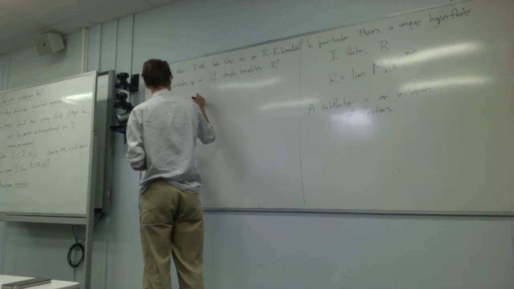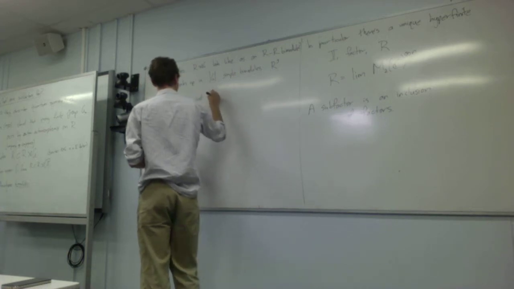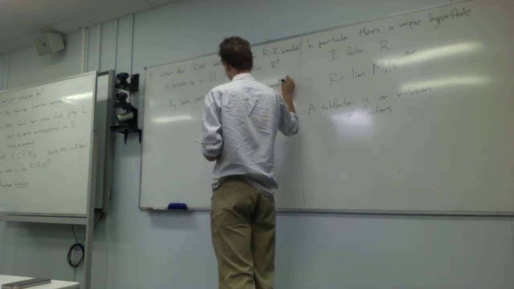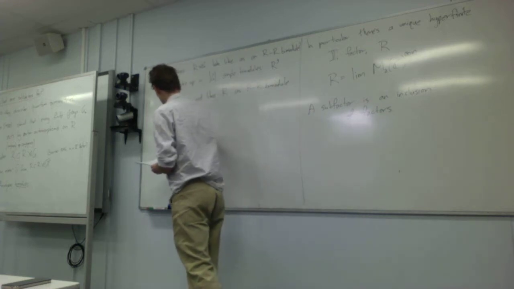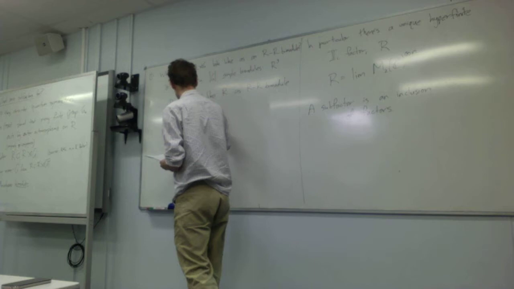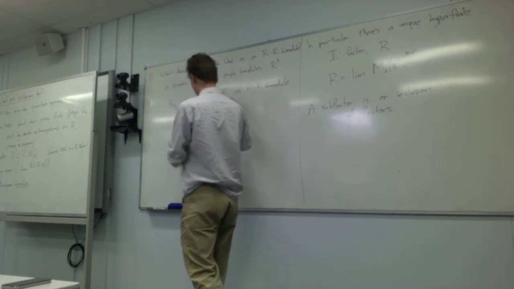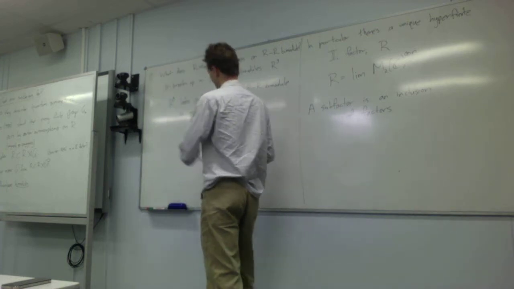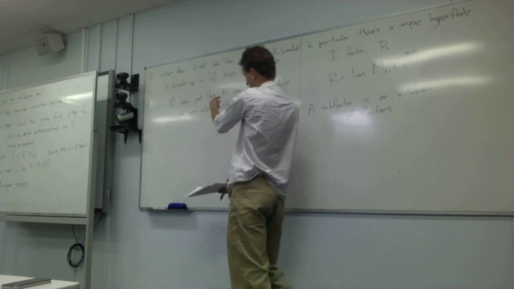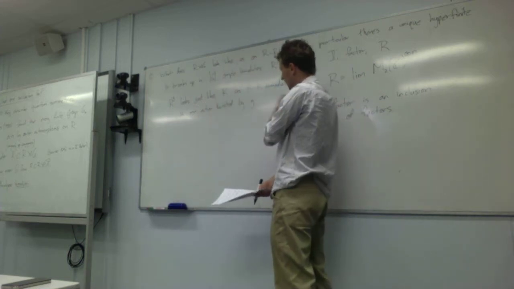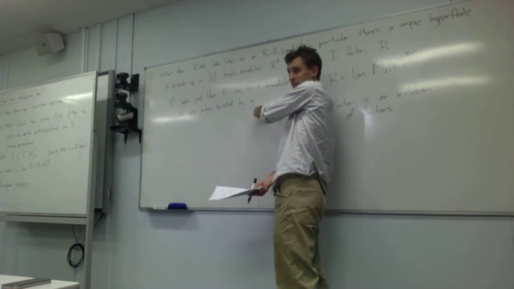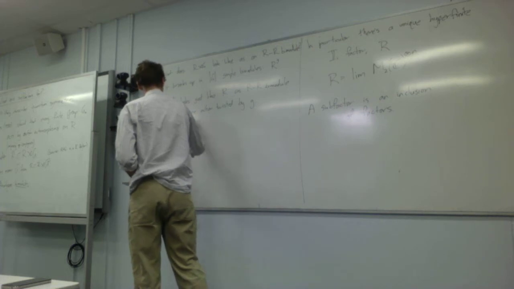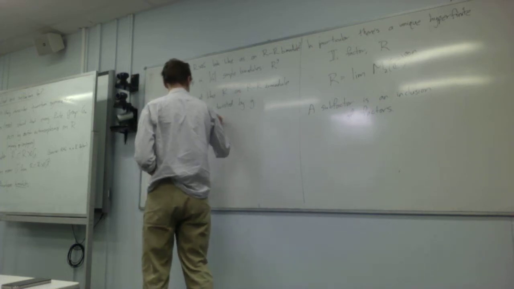R^g looks just like R as an R-R bimodule, except with one action twisted by g. So if you want to multiply on the left here, you just multiply on the left by R, but if you want to multiply on the right by some element of R, you first apply the outer automorphism for g, and then act by that. Okay?